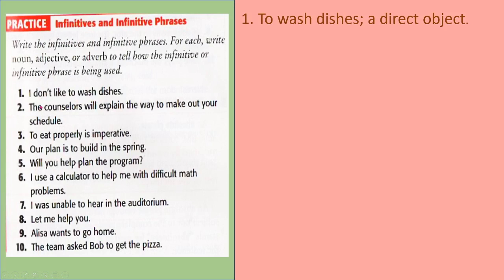All right, number one, I don't like to wash the dishes. To wash the dishes is an infinitive, and is functioning as a direct object. I don't like is the verb, in negative here. I don't like what? To wash the dishes. So to wash the dishes is the action affected by the action of the verb like, and to wash the dishes is the direct object.